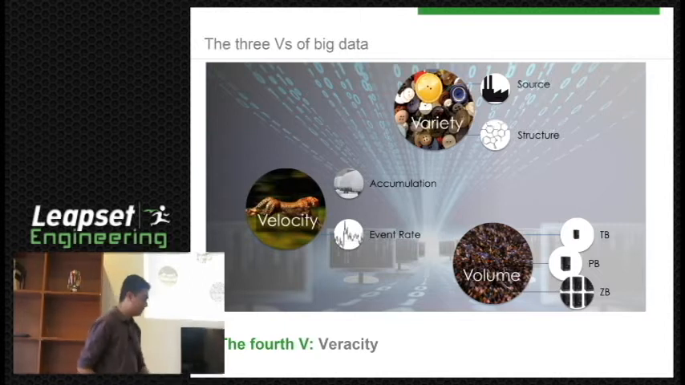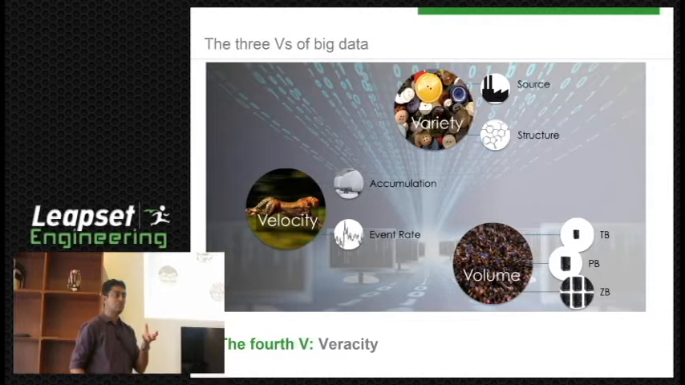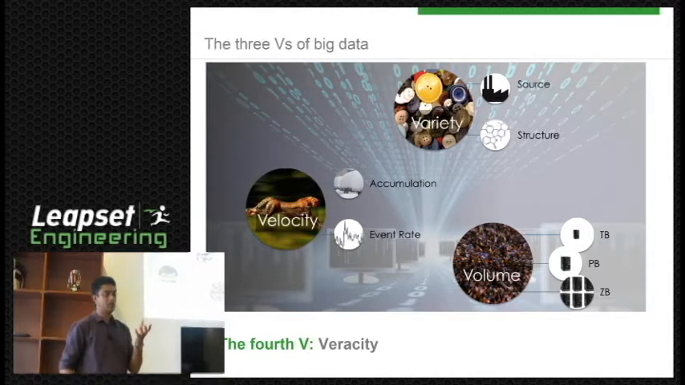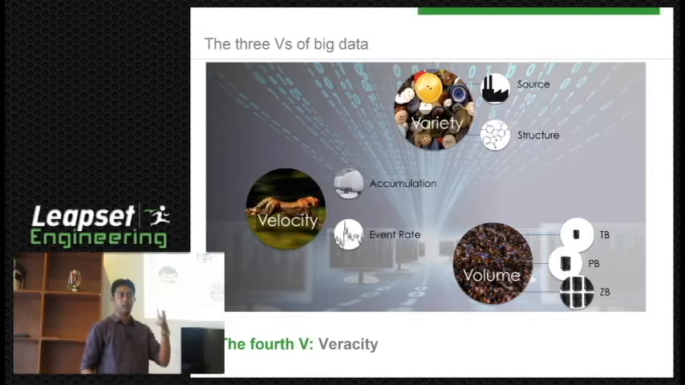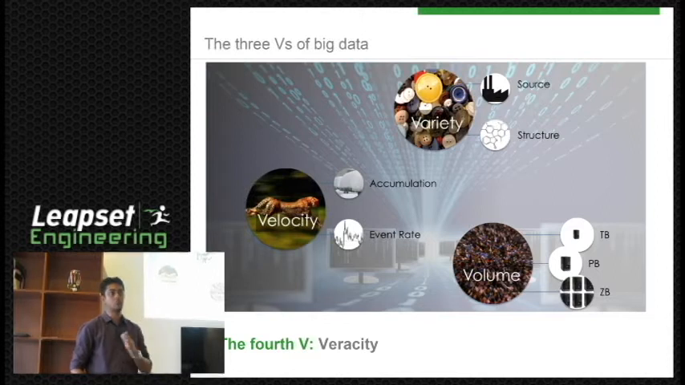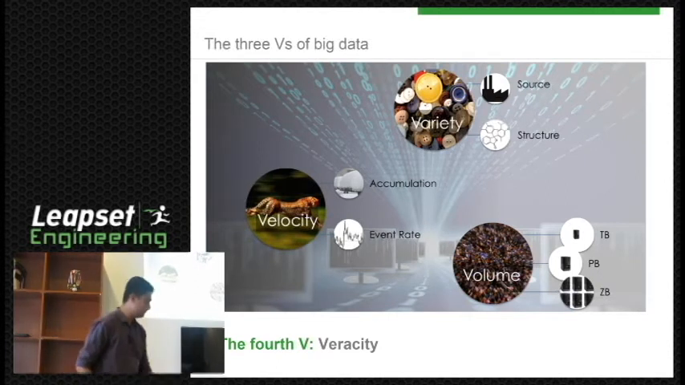Of late, we are talking about a 4th V. It's called veracity, right? When you say big data, the data is usually bad data. The reason why we say bad data is that it contains so much uncertainty. Some of the data is partial, some of the data is incomplete, some of the data is doubtful, right? So we need to do a lot of cleansing. That's why we talk about veracity a lot these days.